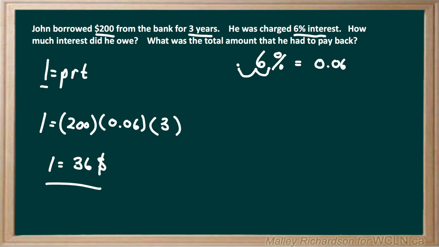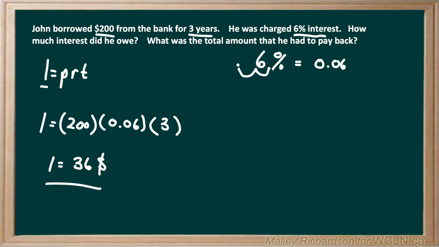But now we want to find the total amount that he has to pay back to the bank. Well, we know that John borrowed $200 from the bank. So that means he is automatically going to have to pay that $200 back because he borrowed it. But he was also charged interest, and we just solved that interest equaled $36 total.